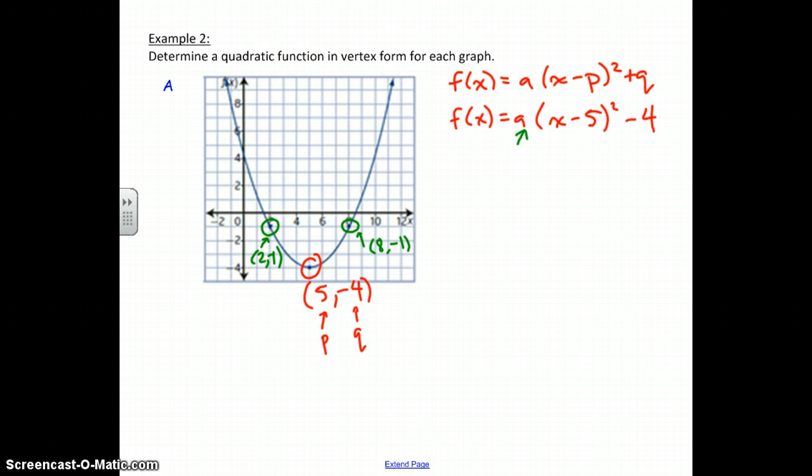It's not going to make a difference. You can use any point on there. You want to use points that you know for sure though. If you picked this point here, we don't actually know what that point is, so we don't want to use that. So we want to look around our graph and find ones we know for sure.